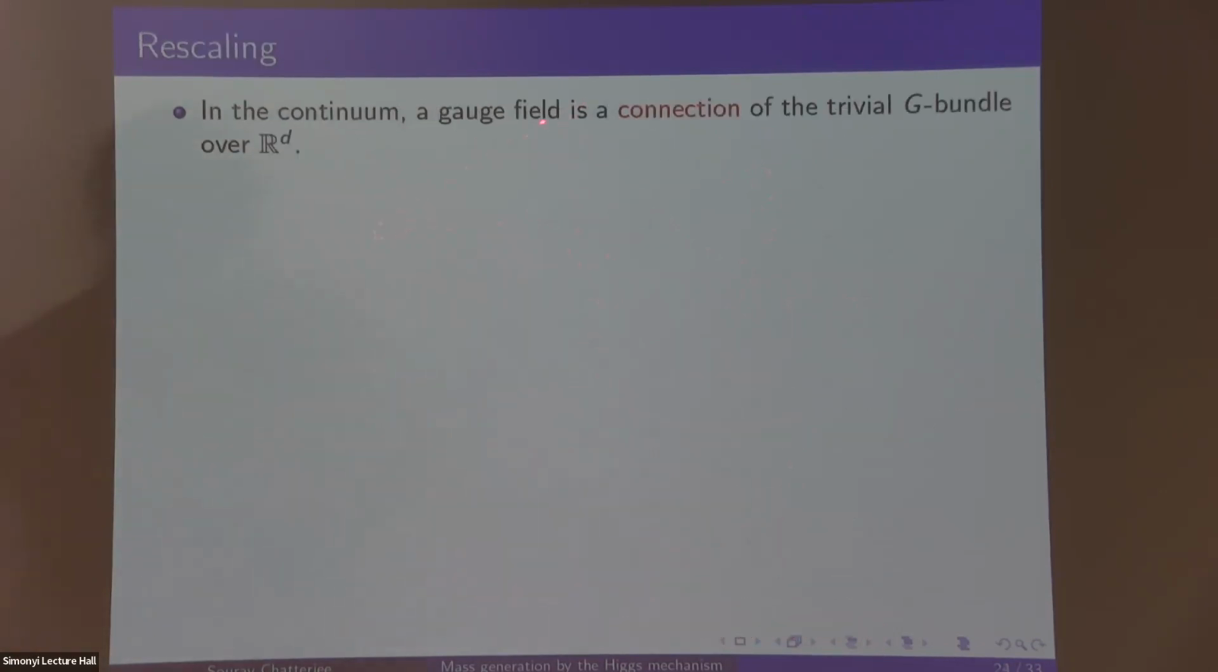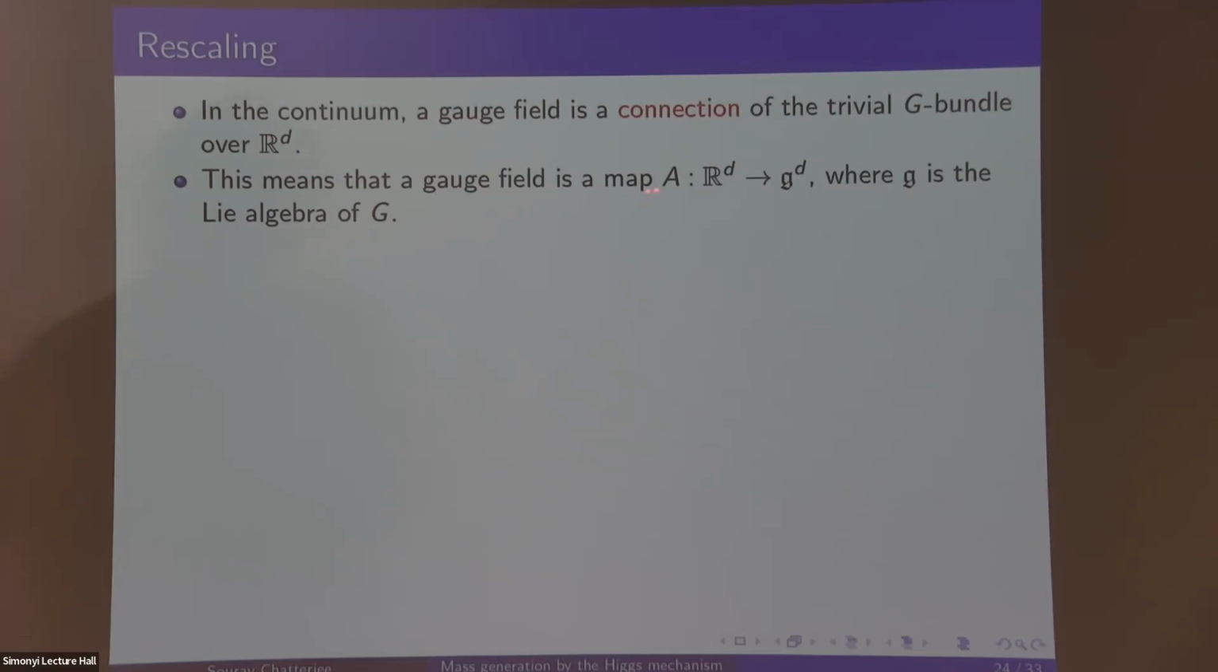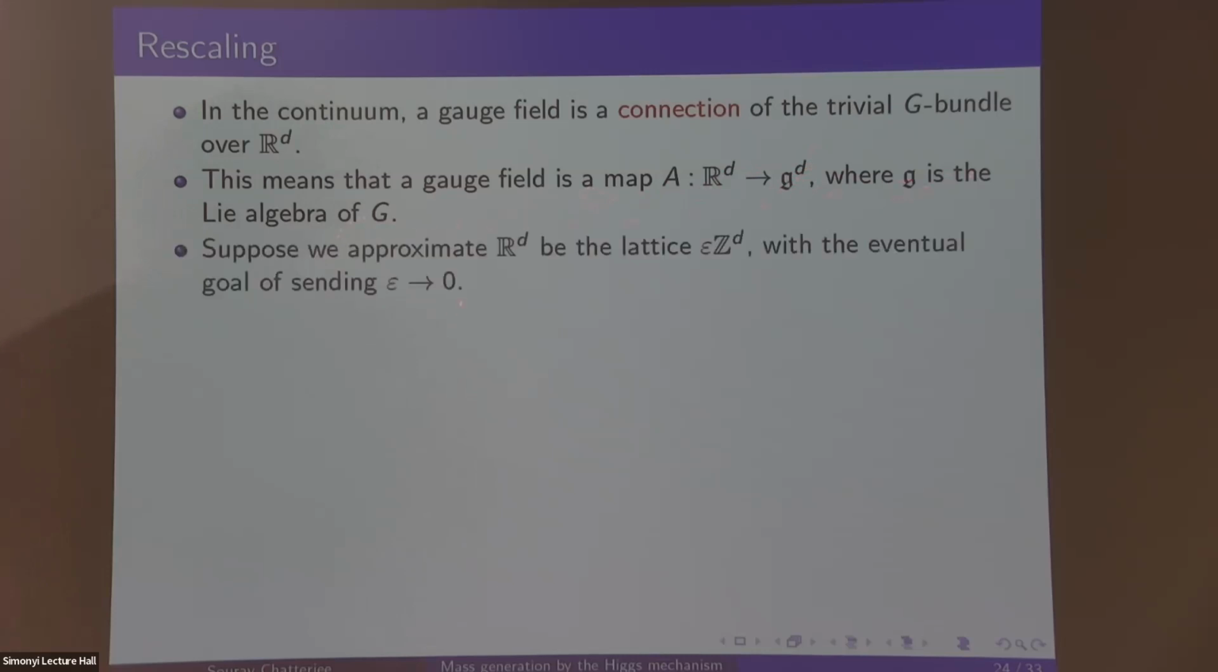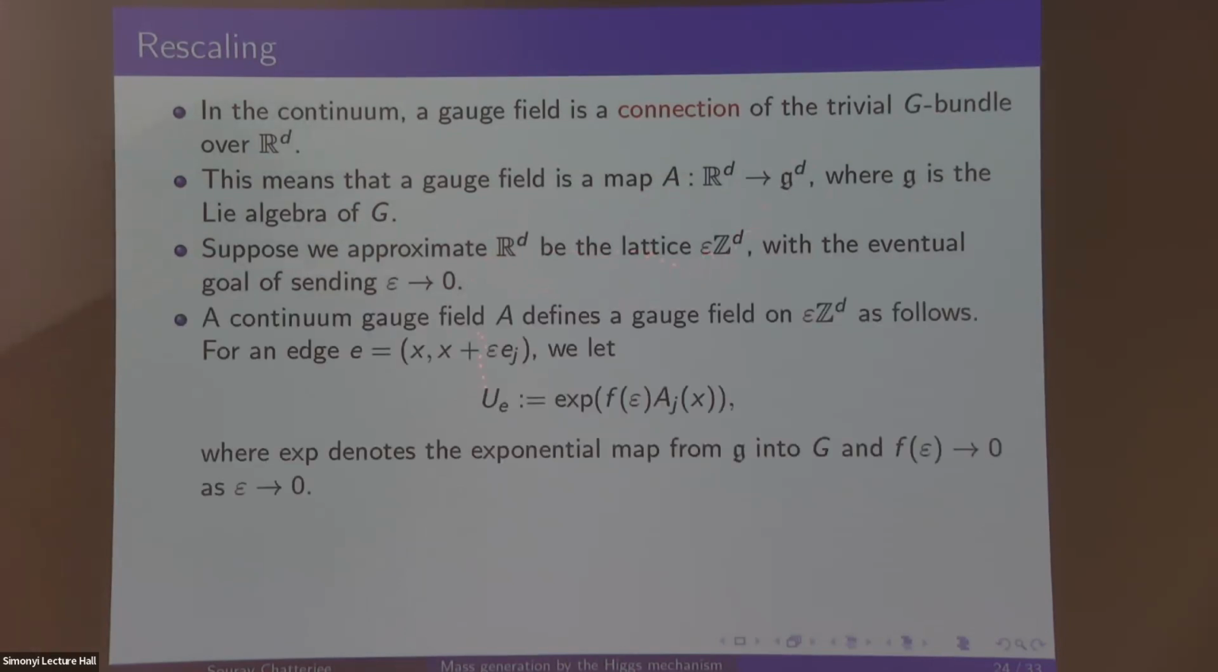So now, since we are trying to pass to a continuum limit, we have to understand a little bit about what a gauge field is in the continuum. So in the continuum, a gauge field is a connection of the trivial G bundle over R^D, which means that the gauge field is just a map from R^D to the Lie algebra, Gothic G, to the D. And suppose we approximate R^D by a lattice epsilon times Z^D, a lattice with fine spacing, then a continuum gauge field defines a discrete gauge field as follows.